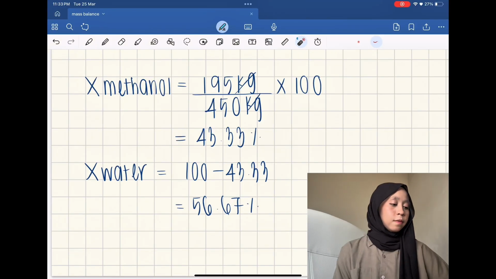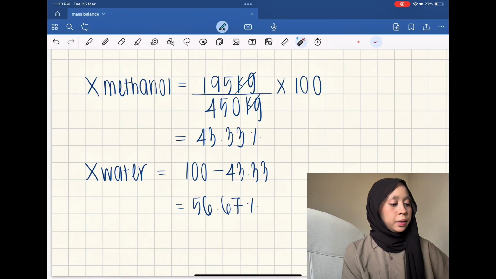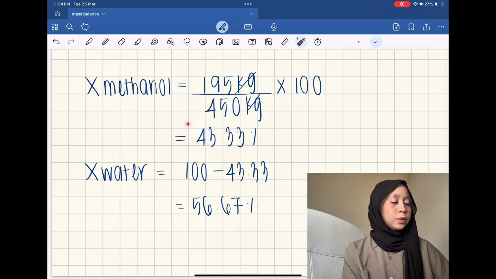So for the next step, we have to calculate the composition of the final mixture. We have to do x methanol equals 195 over 450 times 100, which makes it 43.33%. For the water, we only have to calculate x water equals 100 minus 43.33, which equals 56.67.